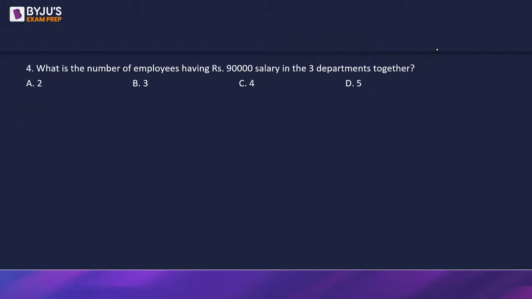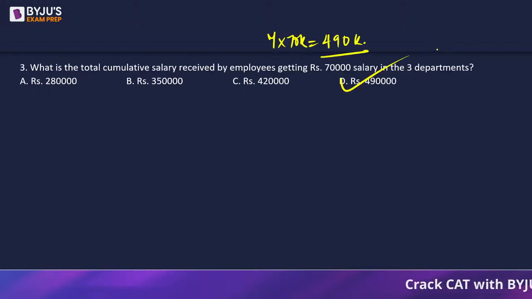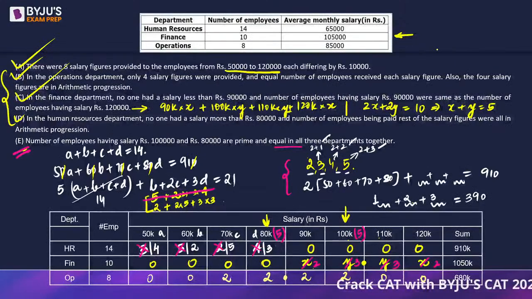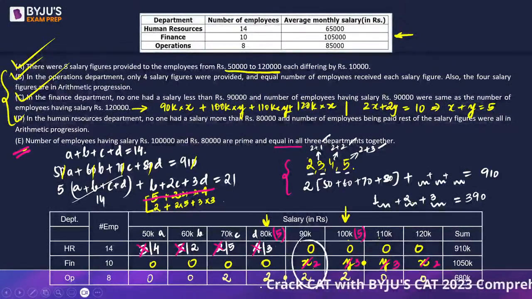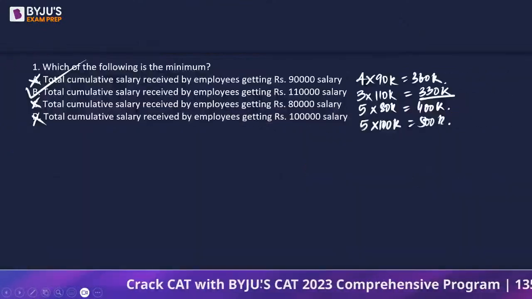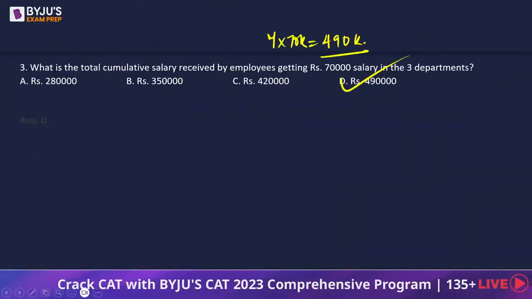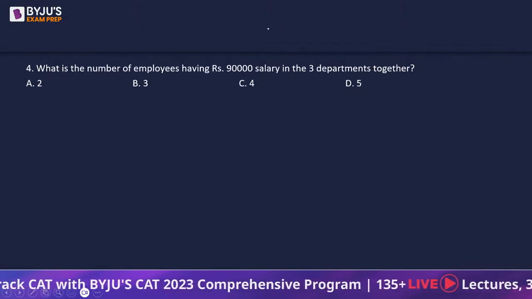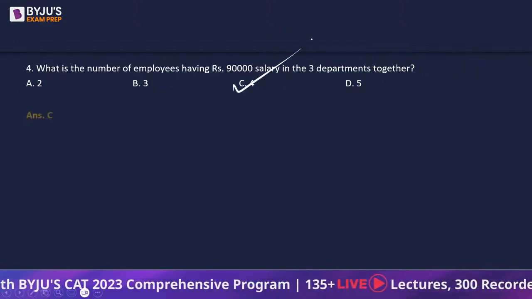Next, what is the number of employees having rupees 90,000 salary in the 3 departments together? 90,000 salary across all the 3 departments, total number of employees, there are 4 of them. So 4 is going to be the answer. Okay. See over there.